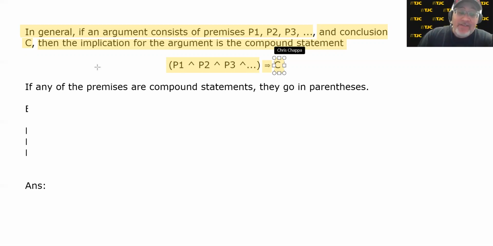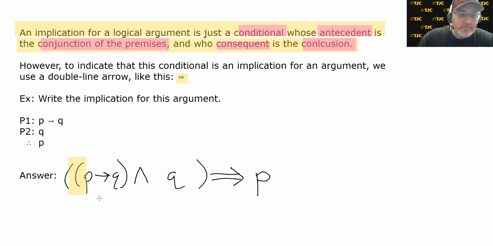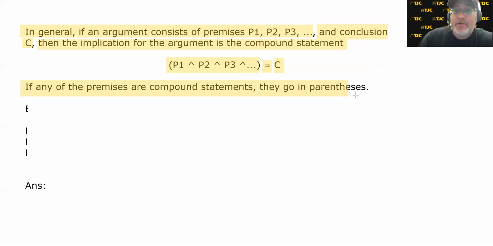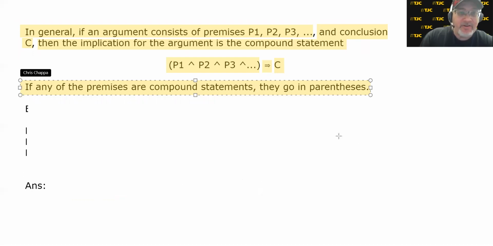By the way, in the homework, if they ask you to type the implication, they will not accept the single line arrow in place of the implication. If any of the premises are compound statements, they go in parentheses. We saw that back here. I kind of threw it in there before I warned you about it, but I thought it would be a good idea to actually write it out. If any of the premises are compound statements, they go in parentheses. So let's clean this up and take a look at another example.